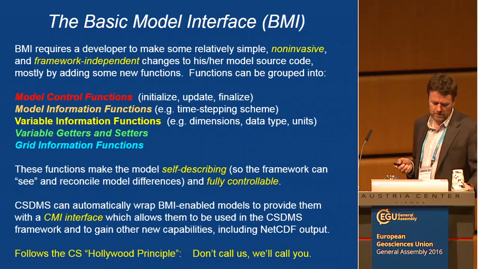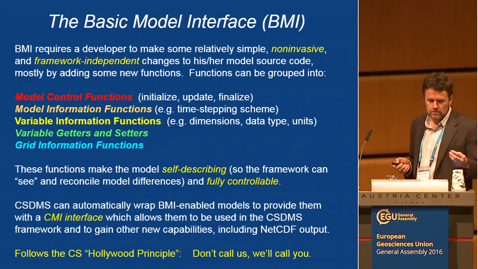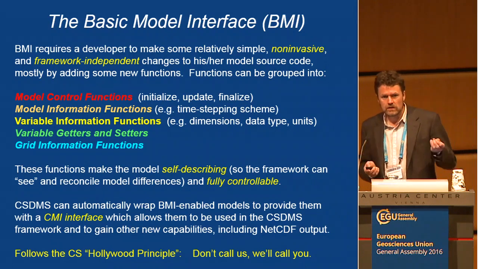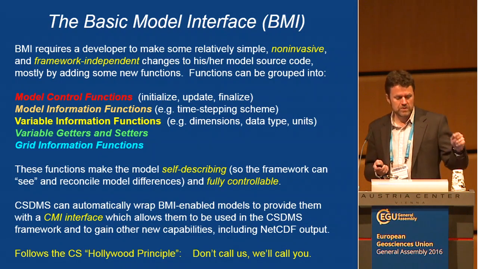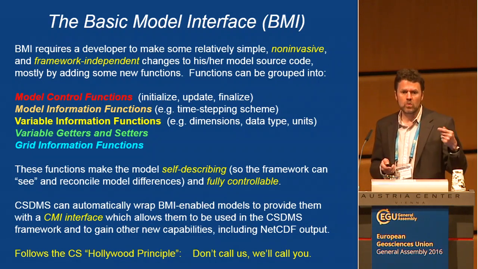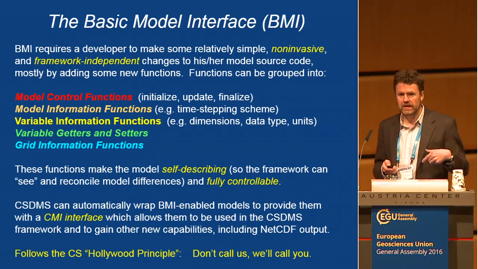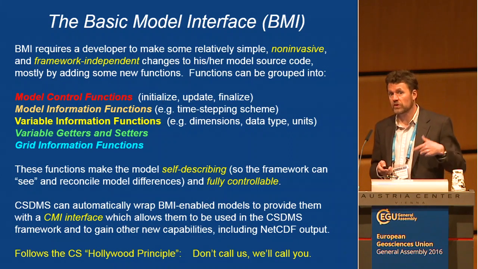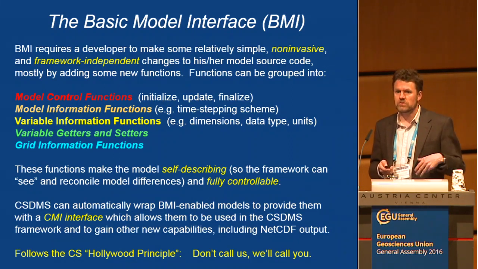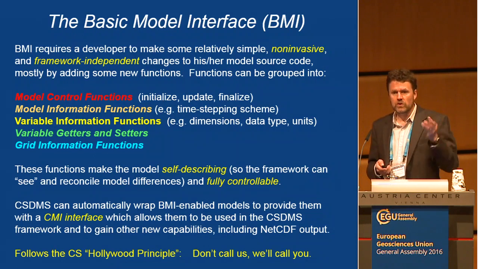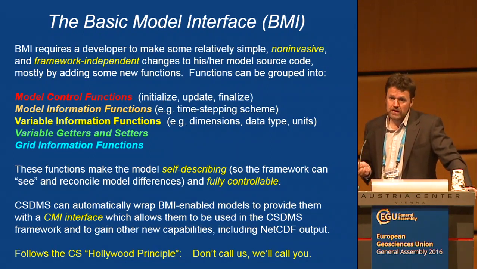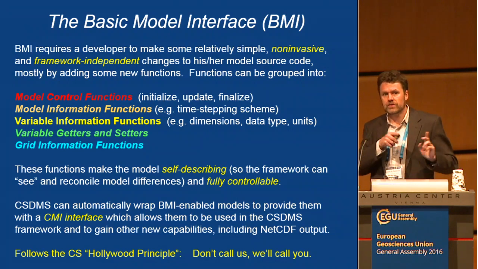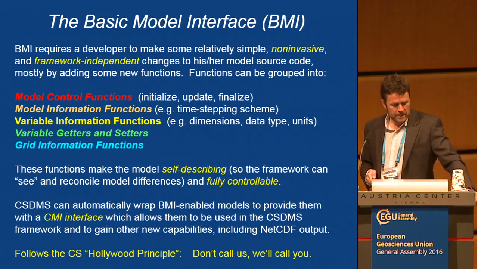We also need the models to be self-describing in a standard way. So when the framework calls one of these BMI functions to the model, it might say, what variables do you need? And what variables do you have? And what are the units of those variables? And what grid do you use? And what time stepping scheme do you use? And so this is a way for the framework to ask querying questions of the models to get all that information. And then it can use that information to reconcile the differences between the two models that it's coupling.